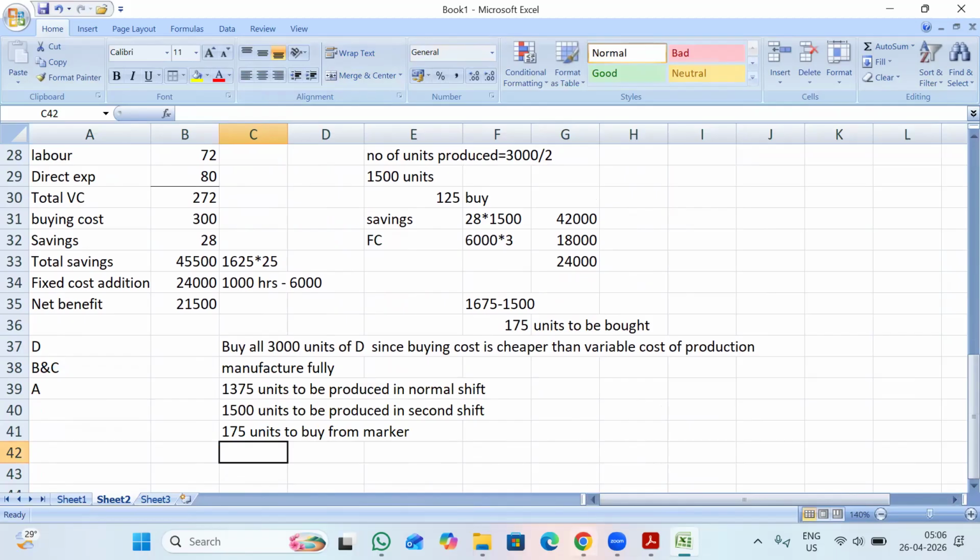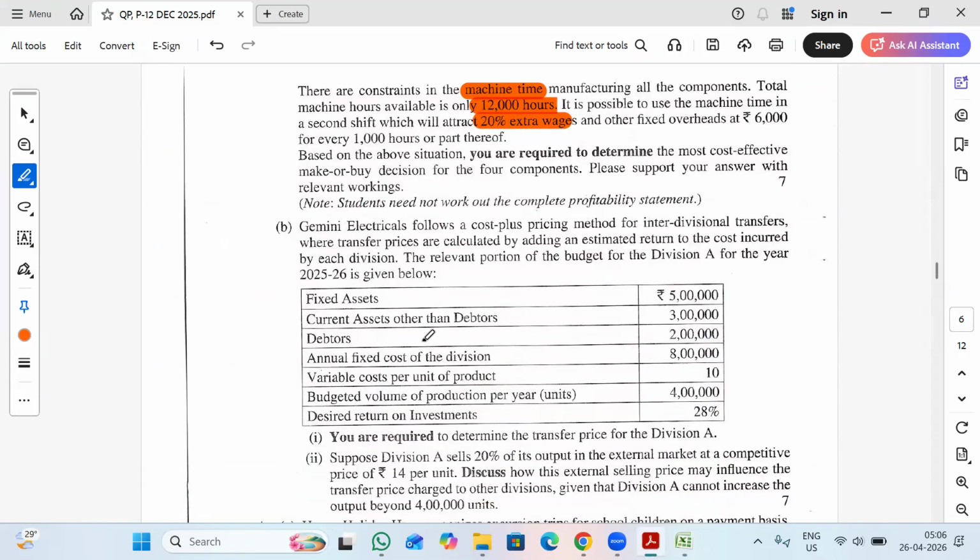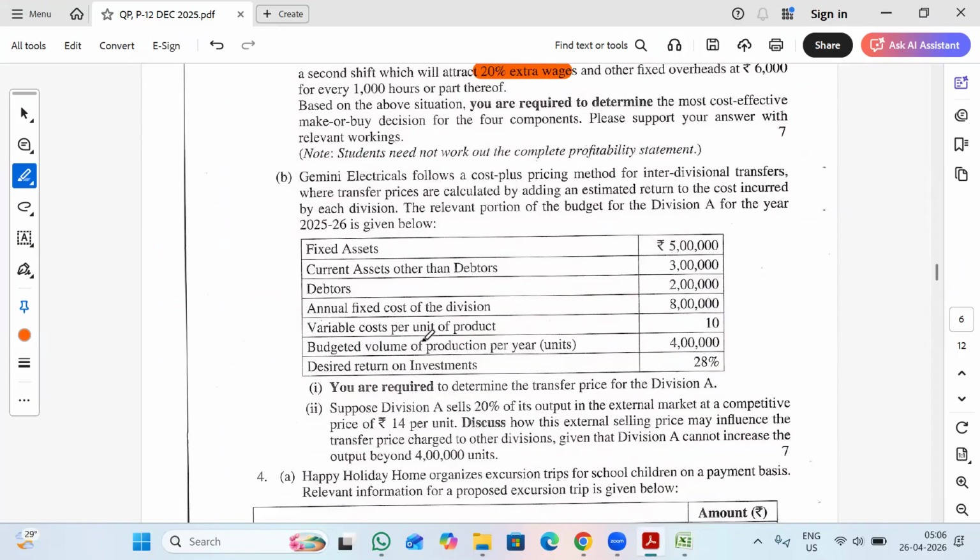So let's move on to question number 3B. Actually, this is a very simple question, but here we have some tricky parts. Gemini Electricals follows a cost plus pricing method for interdivisional transfer. This particular problem relates to transfer pricing, where transfer prices are calculated by adding an estimated return to the cost incurred by each division. So how is my transfer price calculated? My cost incurred plus my estimated return.